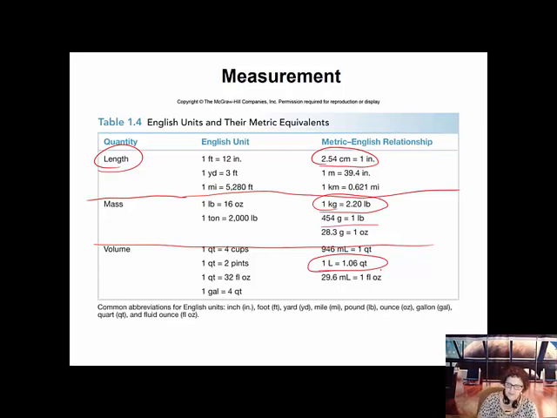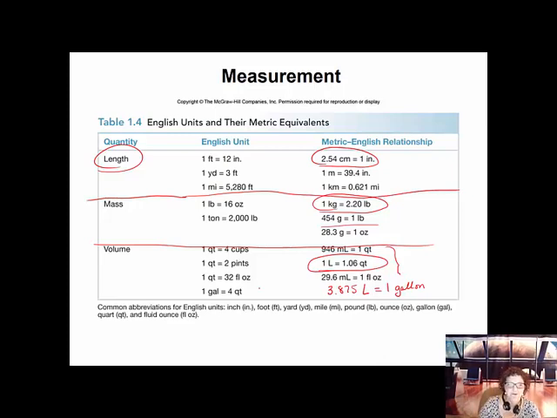So mine is that there are 3.875 liters in 1 gallon. That's usually the one that I use to go across. But you can use any of these that you want to. There's always more than one conversion that you could use.